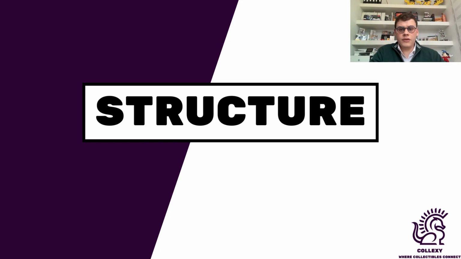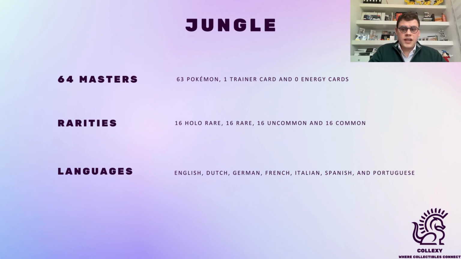So now we'll be looking at the structure of the Jungle set. Keep in mind that for every card in the Jungle set, there is only one master, but there will be multiple variants. There should be at least around 14 variants per master in the Jungle set due to the different parameters like language, edition, etc. As we just said, the Jungle set contains 64 masters because there are 64 cards. These masters can be divided into 63 Pokemon, 1 trainer card, and 0 energy cards.